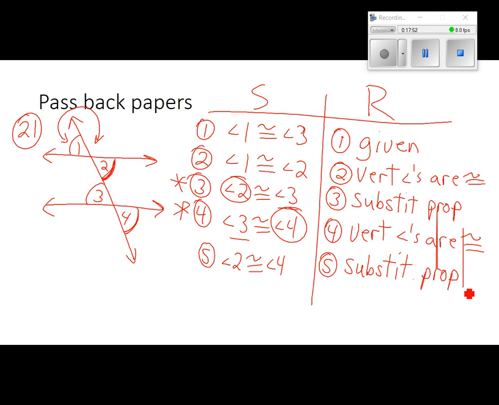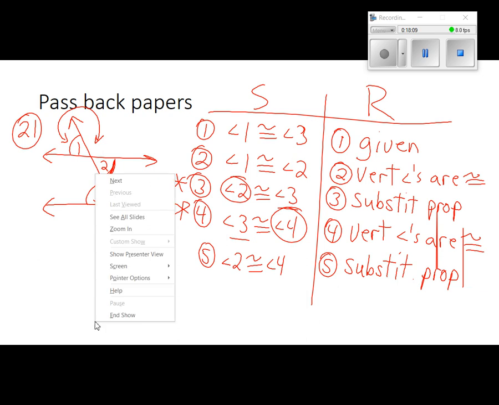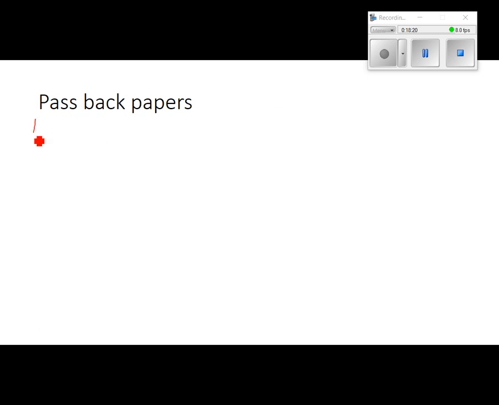Other questions? What about 16? Problem 16. Yeah, I think this one's on there too, so hopefully this will help, because this deals with the parallel lines. Oh, I see it now. I see the little lines.